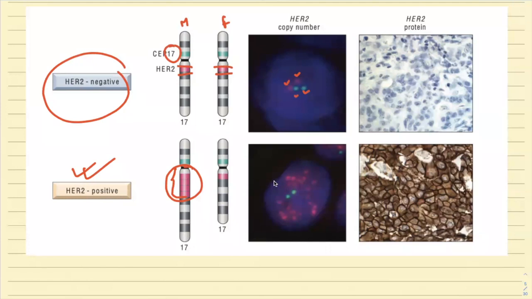So over here, you see in one of the areas there's an amplification of HER2. Can you see the increased number of HER2 copies in one of the chromosomes? So this is the FISH study, where we are looking at the fluorescent in situ hybridization test. And this is the immunohistochemical analysis.